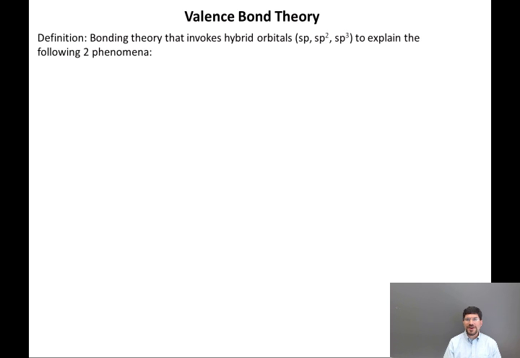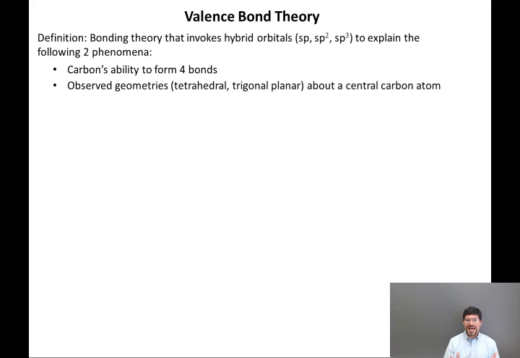So valence bond theory is a bonding theory that invokes what are called hybrid orbitals. Hybrid orbitals are sp, sp2, or sp3 orbitals to explain the following two phenomena. First of all, carbon's ability to form 4 bonds in the first place, and you'll see why this is important in a second. And secondly, as I've said, the observed geometries, tetrahedral, trigonal planar, or linear, about a central carbon atom.